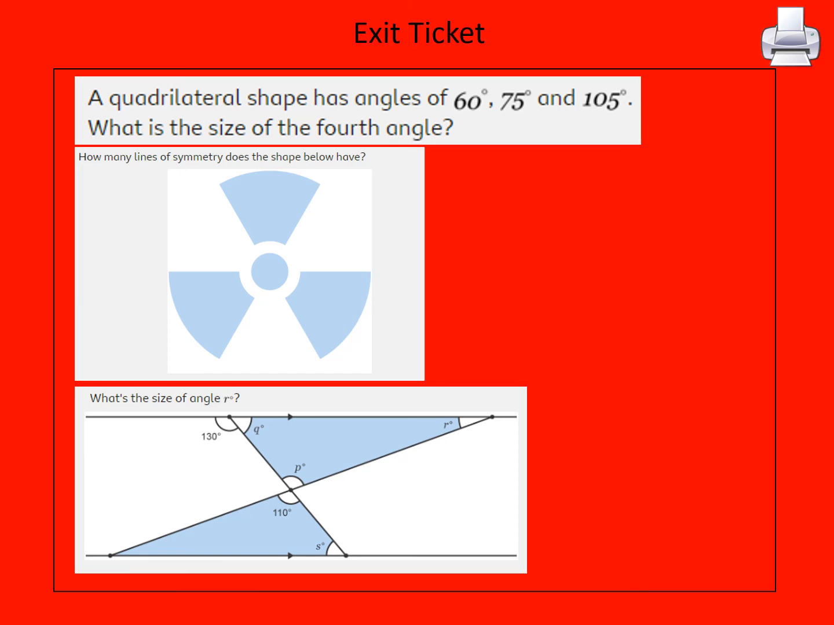Now, for the first question, we should have had 120 degrees for the size of the fourth angle. We should have, for the second question, 3 lines of symmetry, and we should have 20 degrees as the size of angle R.